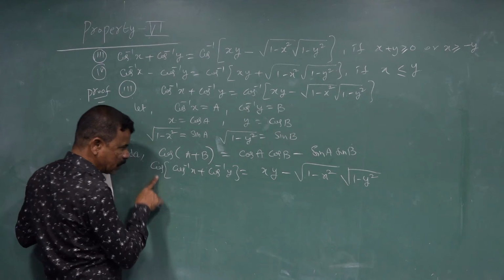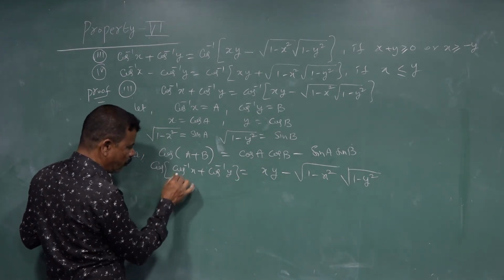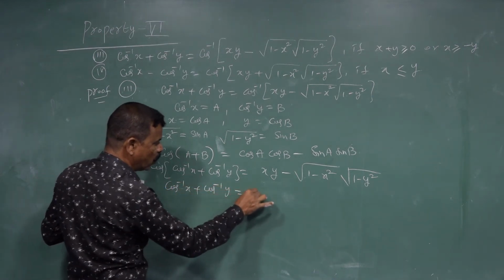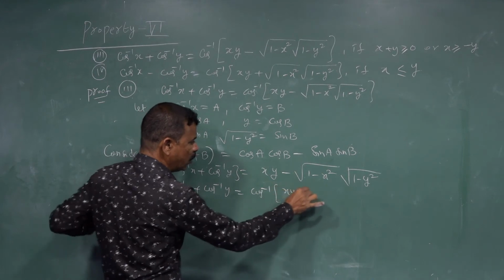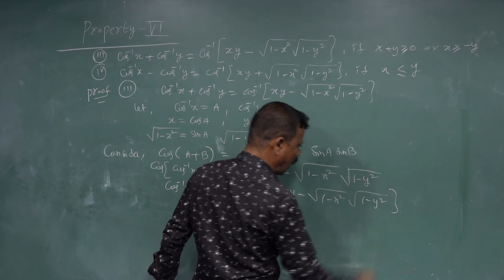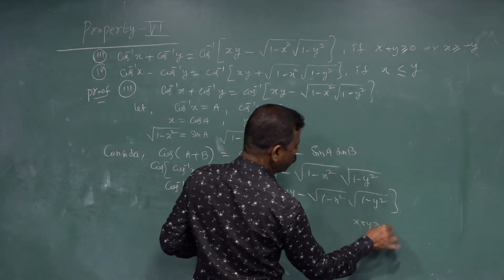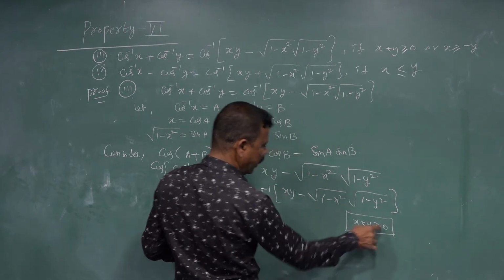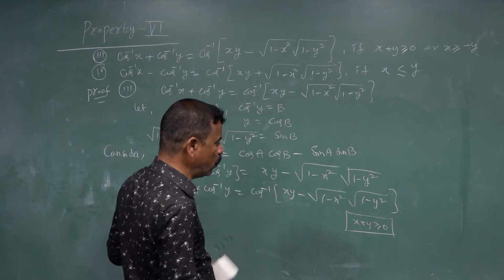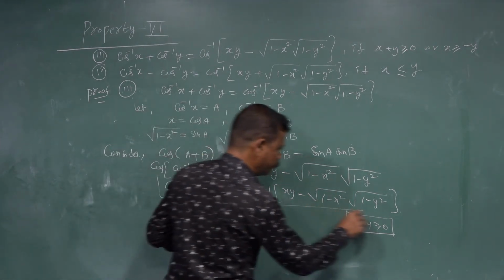Now this cos is sent to the right side as cos inverse, so cos inverse x plus cos inverse y is equal to cos inverse of xy minus the square root of 1 minus x square times the square root of 1 minus y square. The main condition here is x plus y greater than or equal to 0. This is the formula.